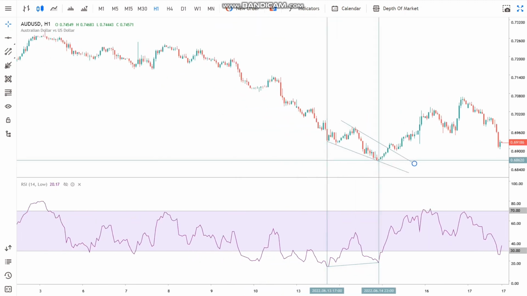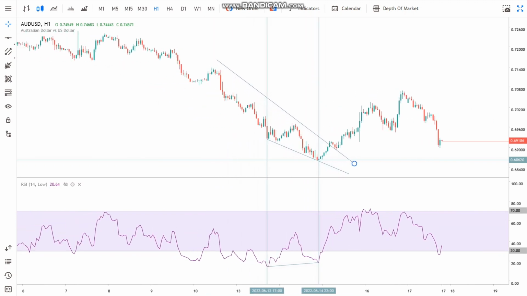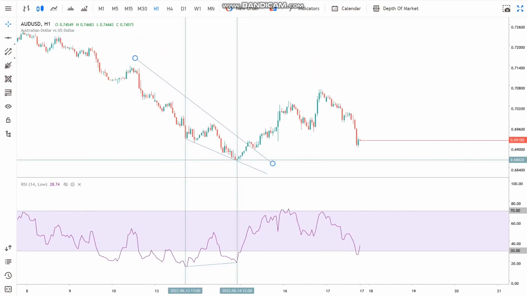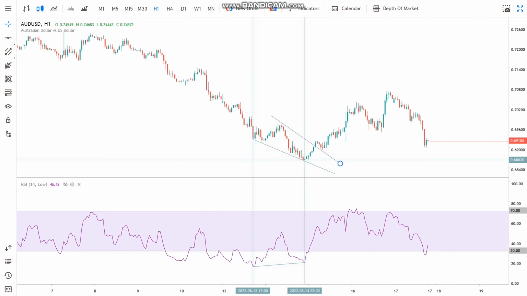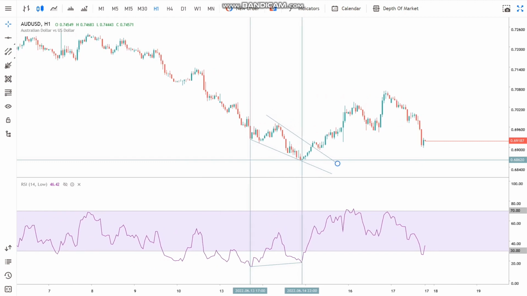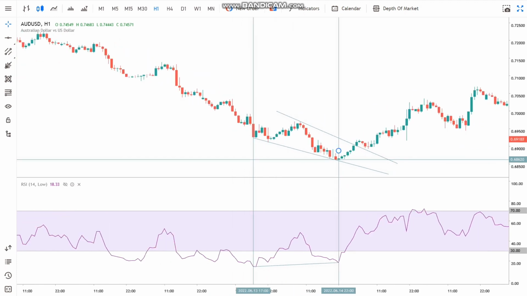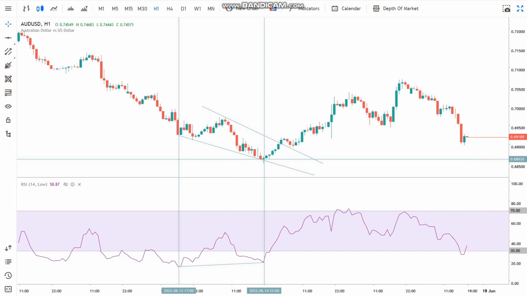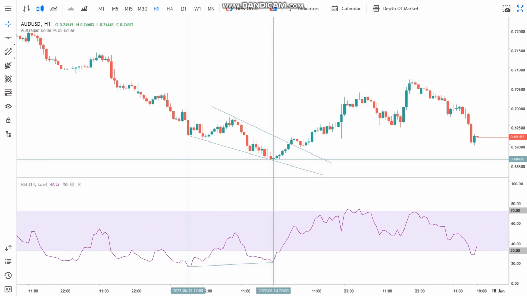Let me actually even make this line short, just here. So guys, I think you can see what I have now. I have a very clear falling wedge and divergence at the same time.